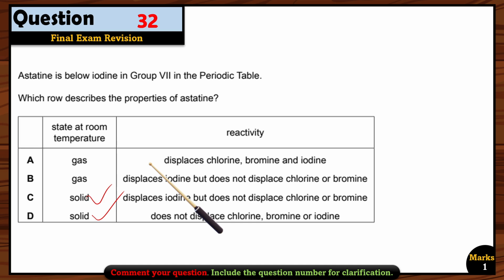Now let's see the reactivity. I already told you that you have to remember the reactivity of the non-metals, and especially group 7: the reactivity decreases down the group. So what does it mean? If the reactivity is decreasing down the group, then astatine cannot displace chlorine, bromine, or iodine. Why? Because only the most reactive non-metal can displace the less reactive non-metal, right? This is the halogen displacement reaction, in which a more reactive halogen can displace a less reactive halogen. So, of course, astatine is the least reactive one, so it cannot displace any of them, chlorine, bromine, or iodine. So that's why option D is the right option for this question.